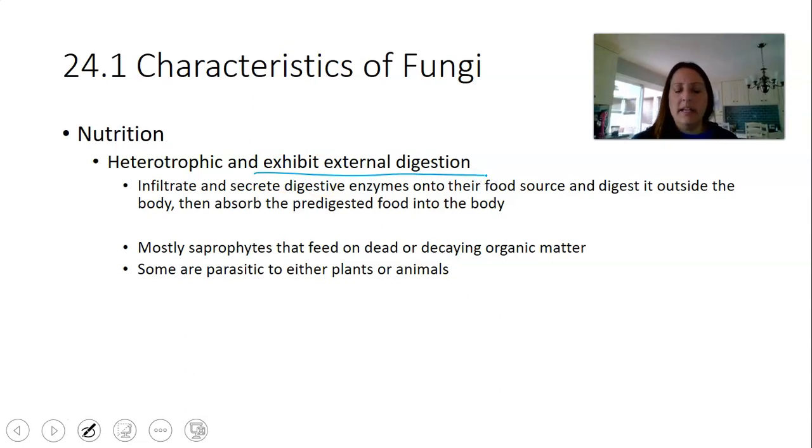So a fungus will infiltrate, grow into, or on top of whatever it's going to eat, right? And it's going to then secrete out of its cells, out of its mycelium or hyphal strands, digestive enzymes. Those enzymes end up on the food, whatever they're growing on or in. That food will get digested by those enzymes outside of the fungal body. And then that pre-digested, nutrient soup pretty much will then get absorbed into the fungal cells. Okay, so they're heterotrophic and they exhibit external digestion.